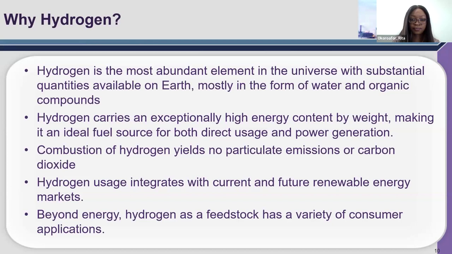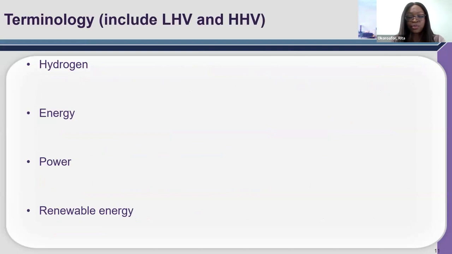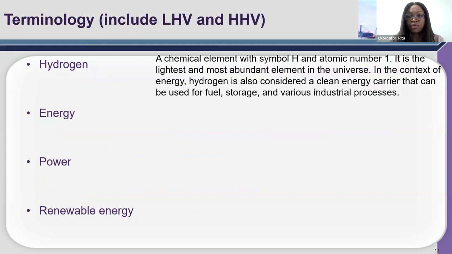Okay, good. All right, so let's go into definitions of some key terms. What is hydrogen? We've been talking about hydrogen, but what is it? It's a chemical element with the symbol H and atomic number 1. For everyone that did chemistry, you would know what hydrogen is on the periodic table. It's the lightest and most abundant element in the universe. It is also considered a clean energy carrier that can be used for fuel, storage, and various processes.